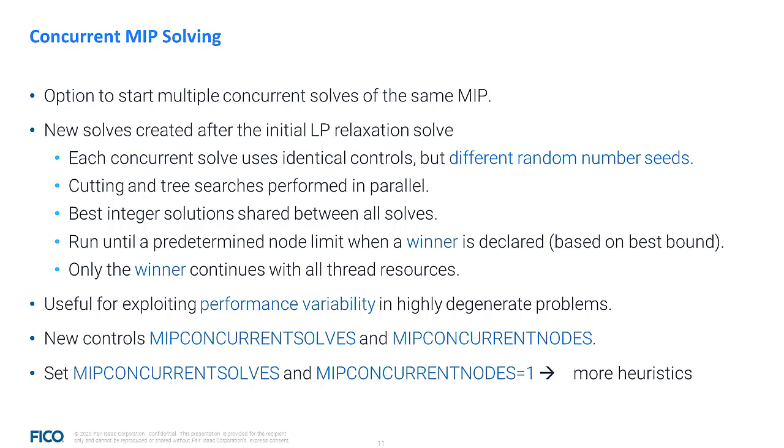It is often down to chance whether a particular solution process completes quickly or not at all for problems with a high degree of performance variability. By starting up multiple concurrent solves, you can exploit this variability by having each solve follow a different solution path. This way, you can increase your chance that one of them finishes early.